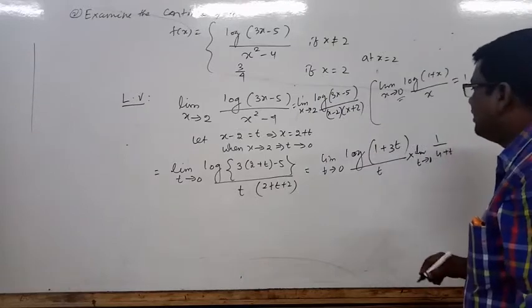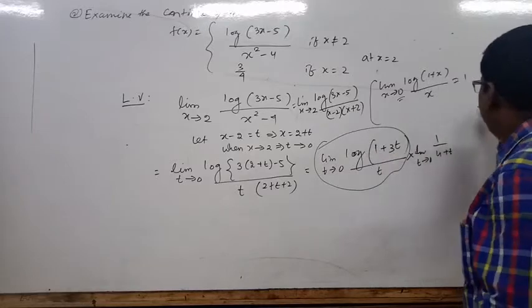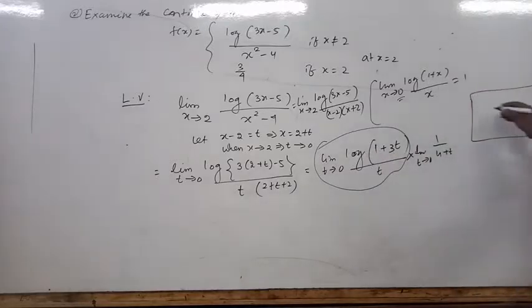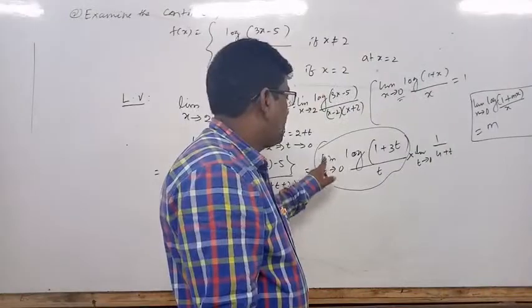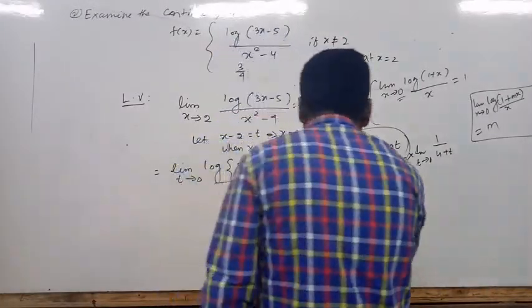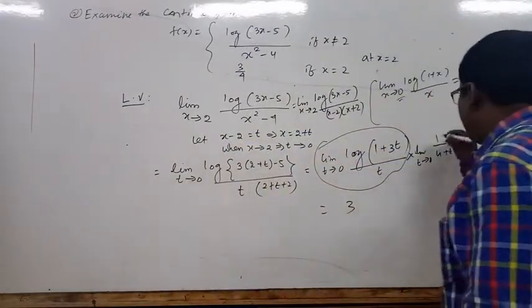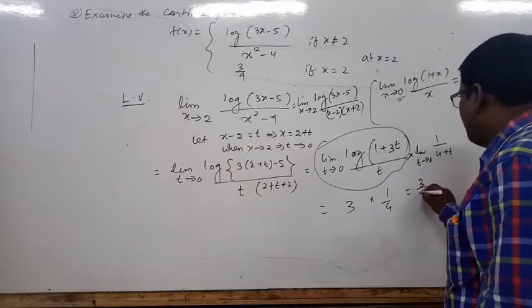And by standard formula this is equal to what? By formula, limit x tends to 0 log 1 plus mx by x is equal to m, right? So by standard formula limit t tends to 0 log 1 plus 3t by t is equal to 3, and this is equal to 1 by 4. So the answer is 3 by 4. Limit exists.